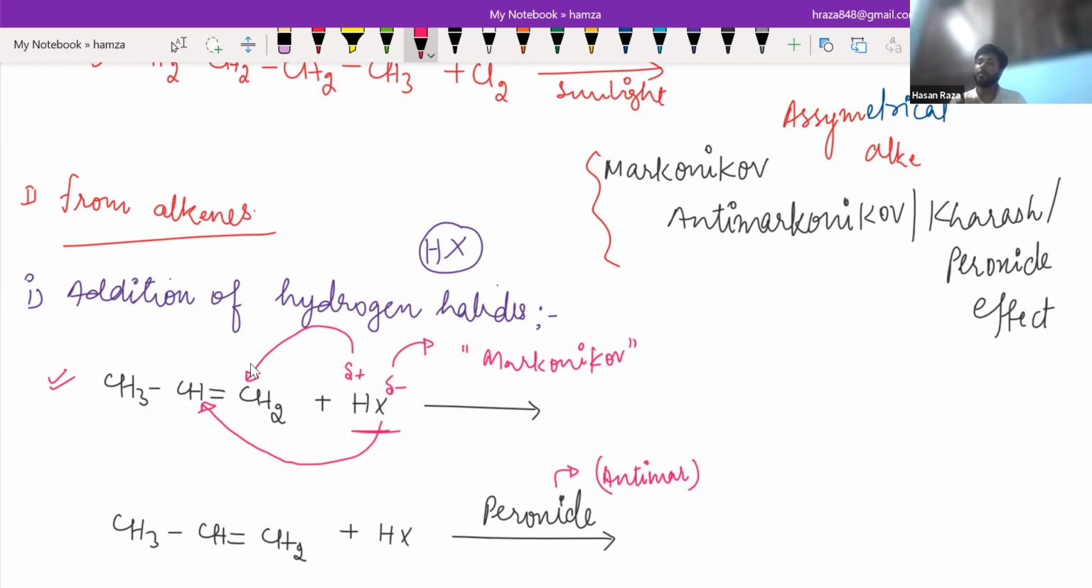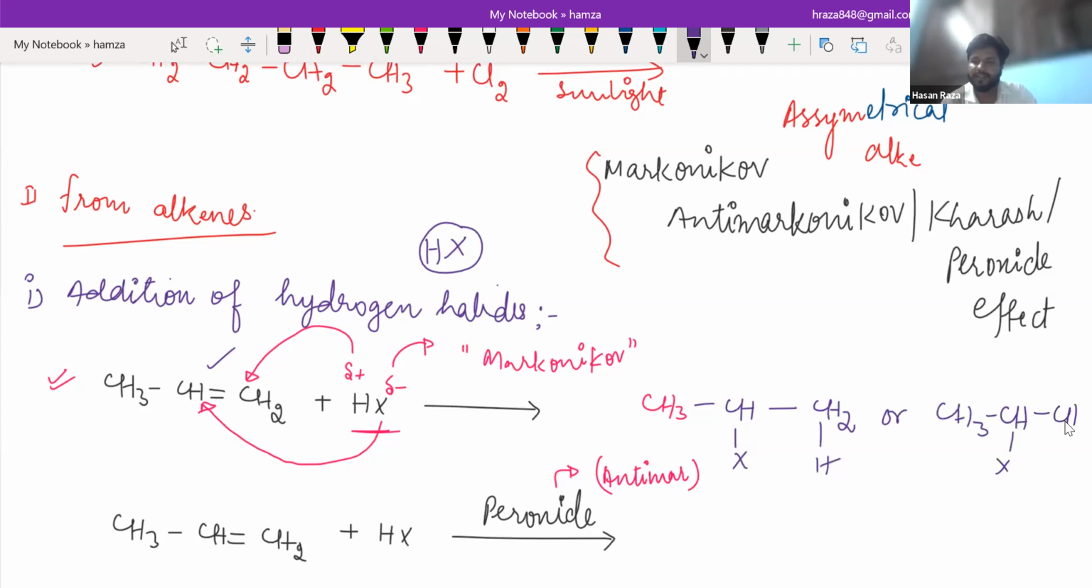According to Markovnikov, the negative part of the addendum will go to the carbon along the double bond which has a lesser number of hydrogen, and the positive part will go to that carbon which has a greater number of hydrogen. So we write its product: CH3, CH, and then the double bond will be broken and it will be CH2. Lesser hydrogen is on this carbon, so X will come to this, and the hydrogen will go to the other. So the product will be CH3, CHX, and then CH3. Again this is delta negative, this is delta positive, and it's very easy.